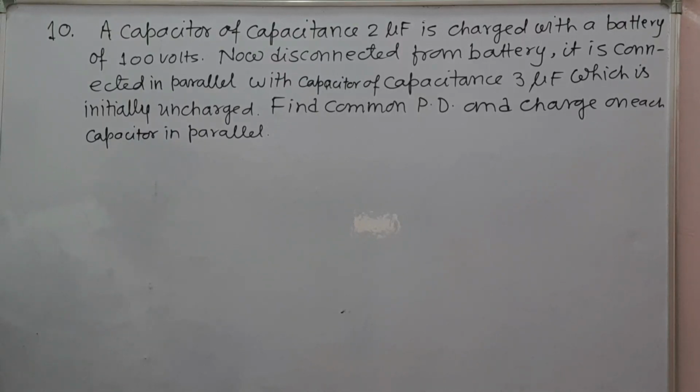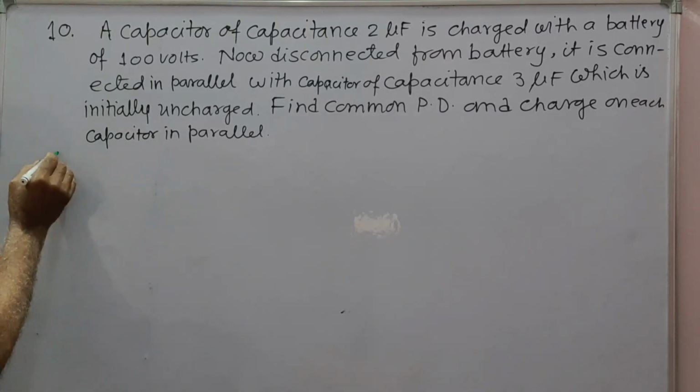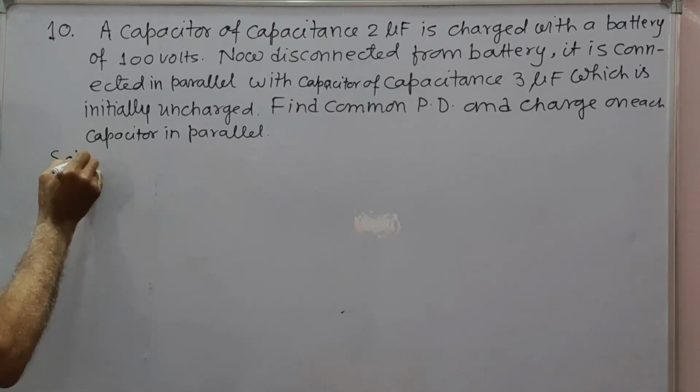Next, question number 10. A capacitor of capacitance 2 microfarad is charged with a battery of 100 volts. Now disconnected from the battery, it is connected in parallel with another capacitor of capacitance 3 microfarad, which is initially uncharged. Find the common PD and the charge on each capacitor in parallel. Solution.